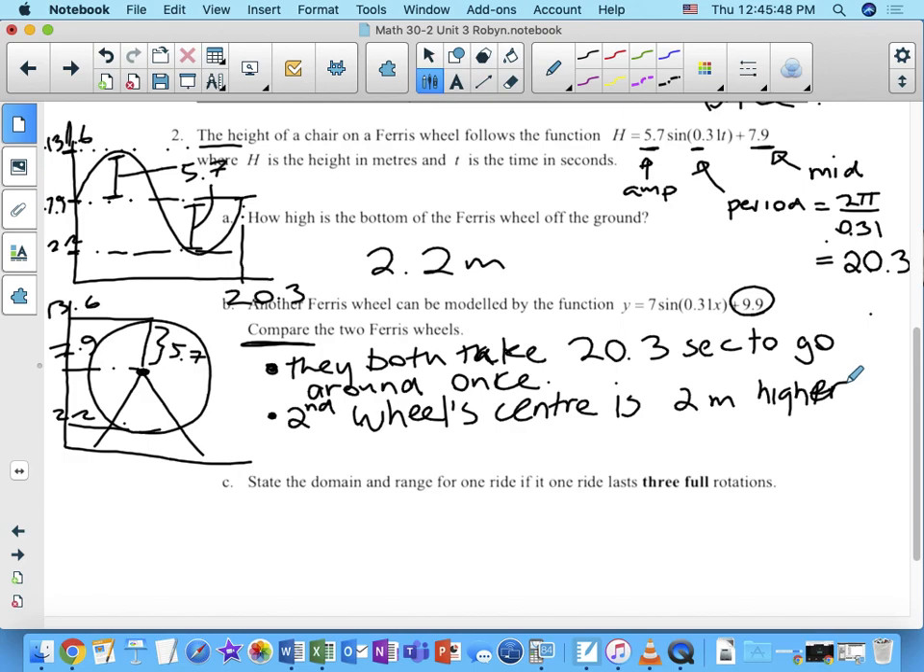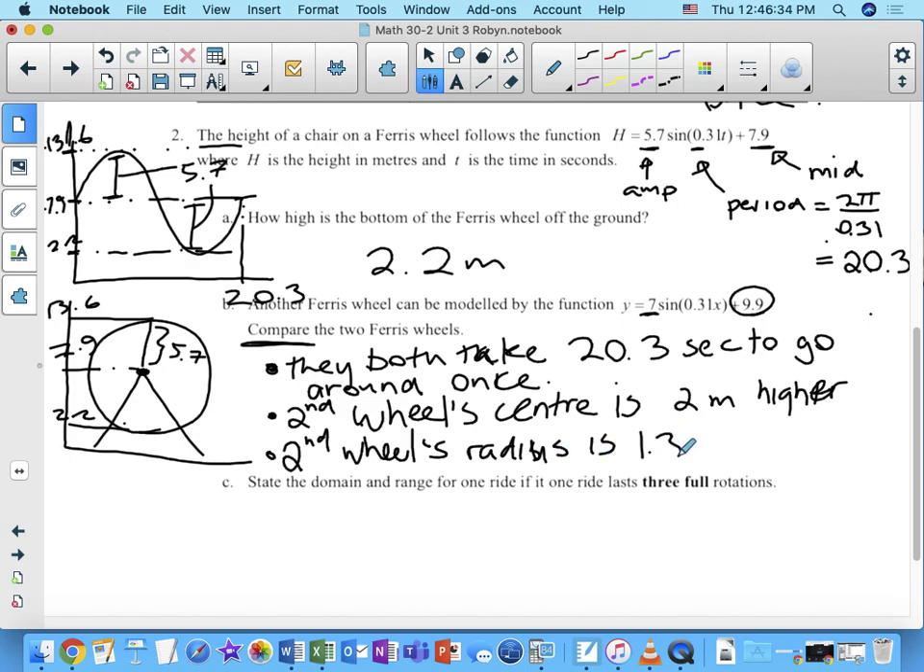Okay. What about the fact that this is 7? What does that mean? The amplitude 7, how does that show up in the wheel? Not the range, on the wheel, the radius, yeah. Second wheel's radius is how much bigger? 1.3 meters bigger? Is that where the 1.3 came in? Okay, there we go. 1.3 meters bigger.